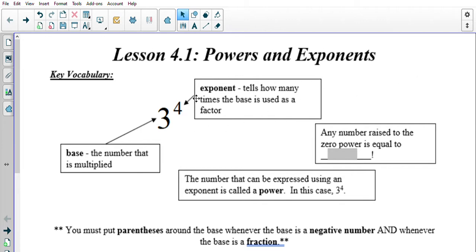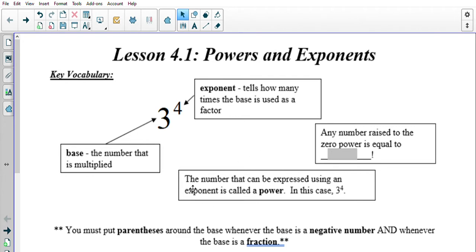First things first, if I have a power, 3 to the 4th power, the big number 3 is our base. They both start with B. Big number is our base. That is the number that is going to be multiplied. The little number is our exponent, and it tells us how many times the base is used as a factor, how many times it's being multiplied. So 3 to the 4th power is 3 times 3 times 3 times 3.